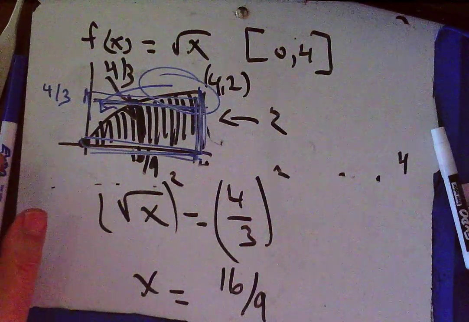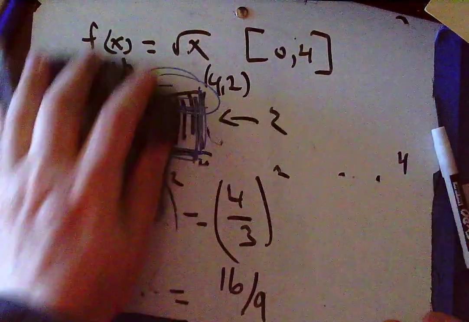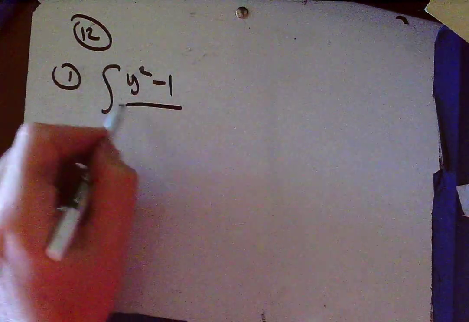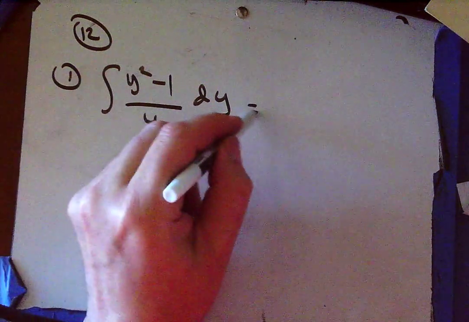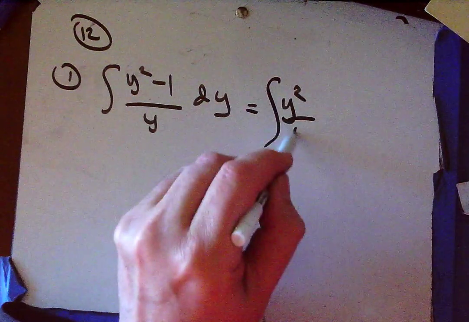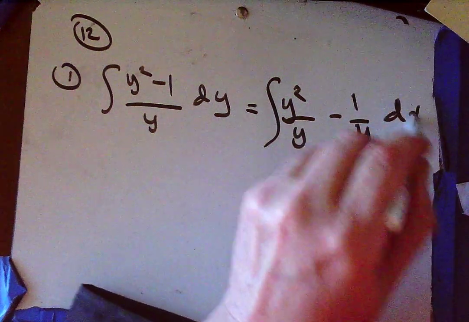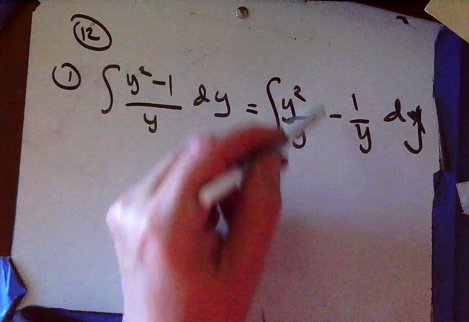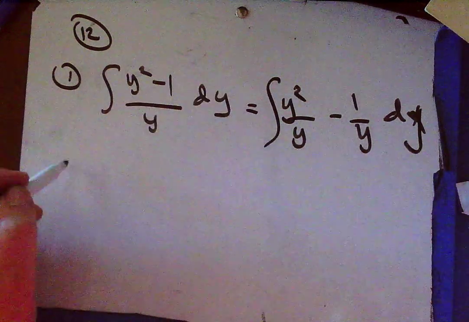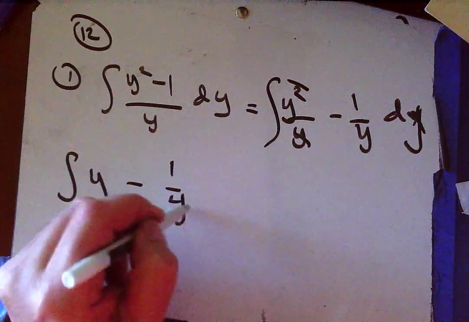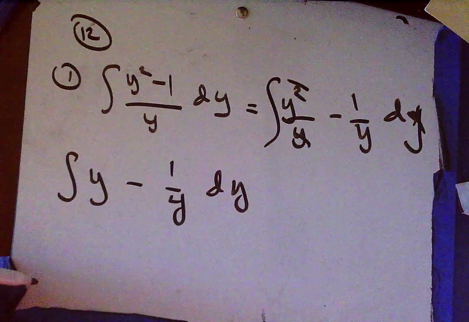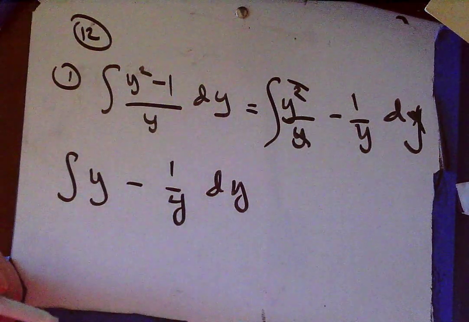Okay, station 11, station 12. Indefinite integral time. Rule number 1 says the integral of y squared minus 1 over y dy. Yeah, no, really, so much more algebra. If I split this into these two, it isn't simplified here. Y squared over y cancels a y. So there's my rewritten indefinite integral.